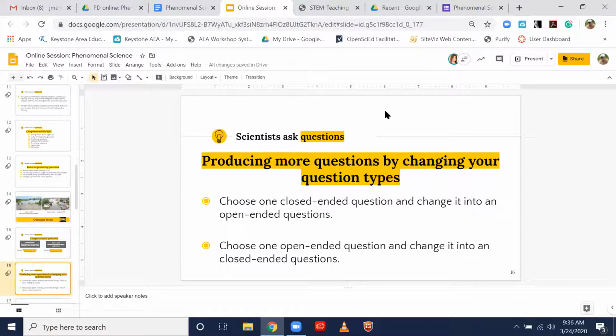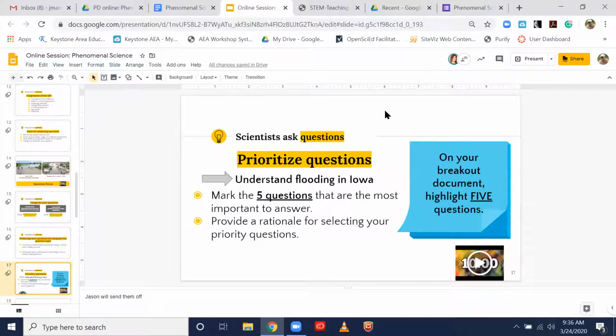So we're going to go ahead and send you back into your sessions. You're going to do this process, and then finally, you're going to prioritize your top 5. What 5 questions do we think are the most important to answer? Not that we won't try to answer all of them, but what 5 really rise to the top?